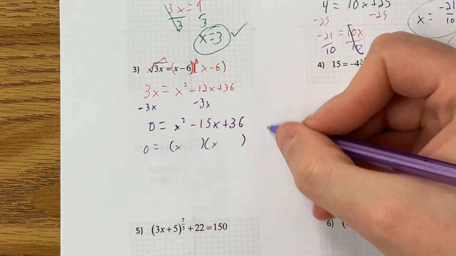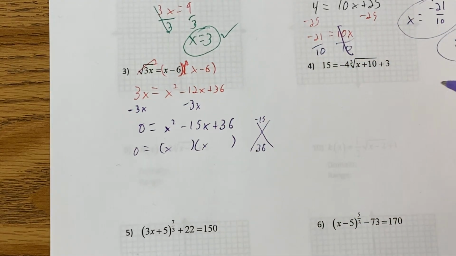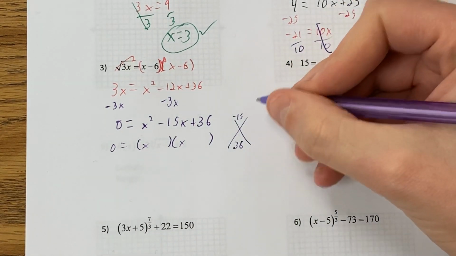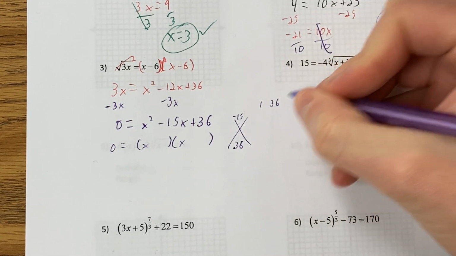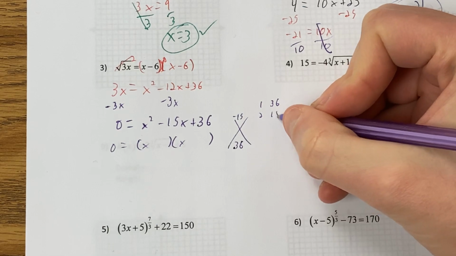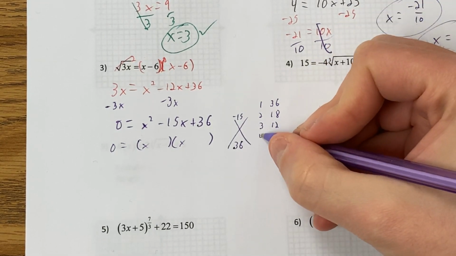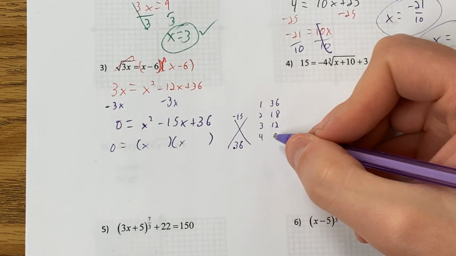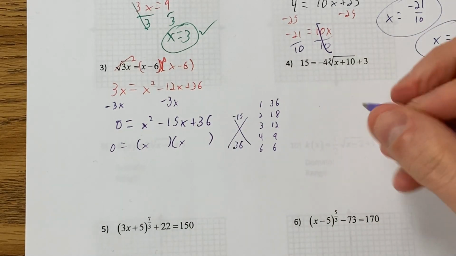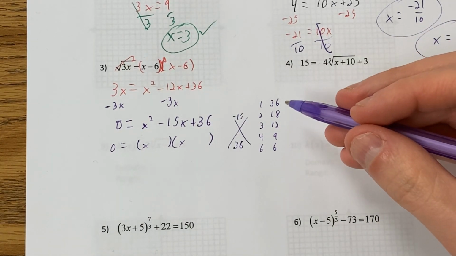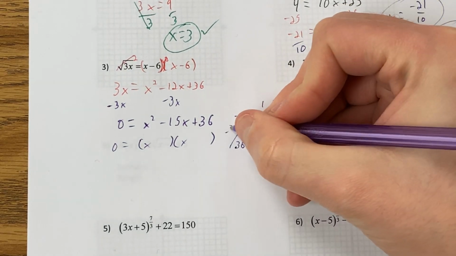Okay. What multiplies to 36 and adds up to negative 15? And you find those numbers. So multiplies to 36, that'd be like 1 and 36, 2 and 18, 3 and 12, 4 and 9, 5 does not go into it, 6 and 6. Okay, so one of these will somehow get you 15, and it looks like it's going to be the 3 and the 12, or negative 3 and negative 12.